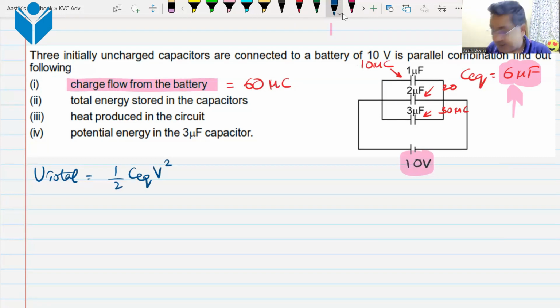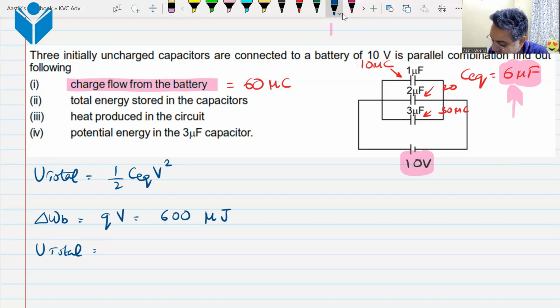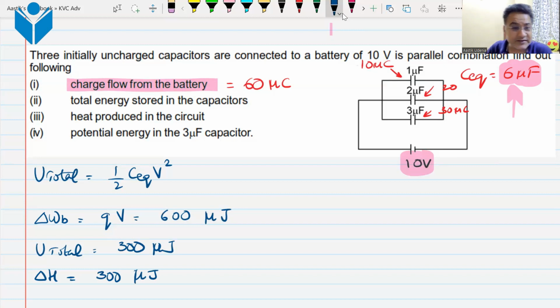Heat produced in the circuit. To find out the heat produced in the circuit, you can find out the work done by the battery. Work done by the battery will be charge flown through the battery into V. Charge flown through the battery is 60 microcoulomb, and the battery voltage is 10, so this will be 600 microjoule. And you will find out that the total energy stored will be half of this. And the energy lost in the form of heat will be the other half, 300 microjoules. Everyone got this answer? Yes, sir. Anyone has any doubts on this?